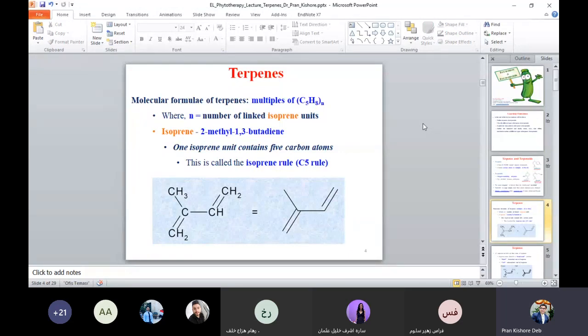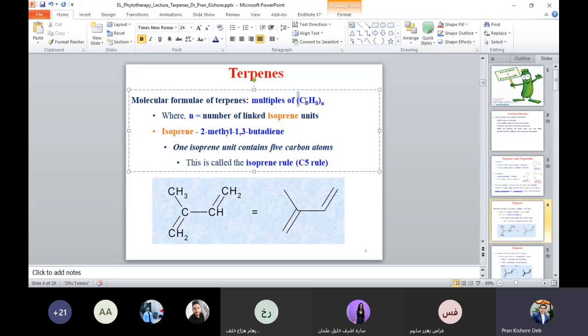So if I ask you, what is the chemical name of the building block of terpene? What will be your answer? Isoprene. Yeah, what is the chemical name? 2-methyl-1,3-butadiene. Yes, 2-methyl-1,3-butadiene is the chemical name. Okay, but the building block of terpene is otherwise known as isoprene. So one isoprene unit contains 5 carbon atoms. You must remember the chemical formula, just like flavonoid. And this is called the isoprene rule because terpenes are made up of isoprene. All right.